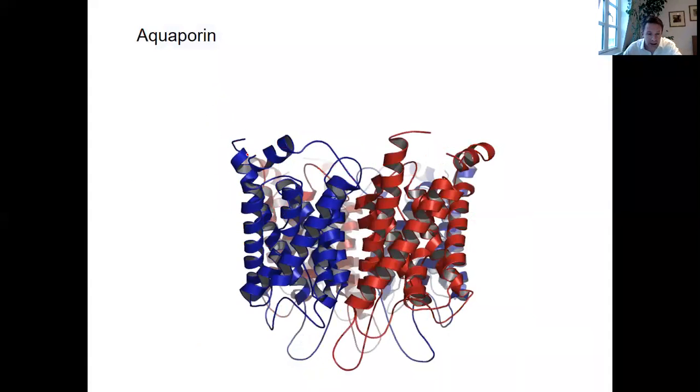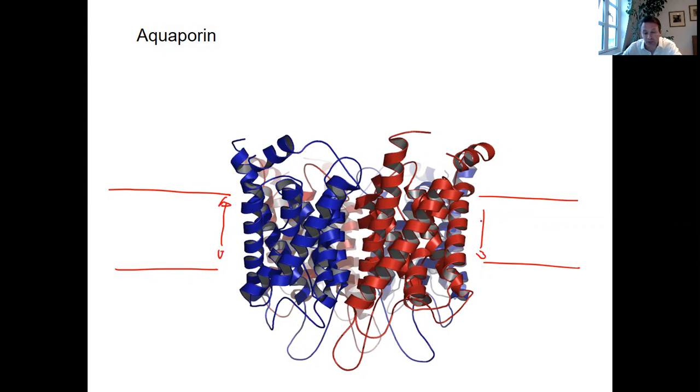Okay, so here are some proteins, to give you some diverse structures. So this is an aquaporin. This aquaporin is embedded in the cell membrane. So the cell membrane would sit here. Now, the reason it sits here is that these parts of the protein would be nonpolar parts because they can sit in the phospholipid bilayer, which is here.